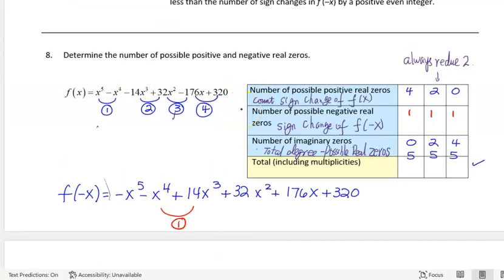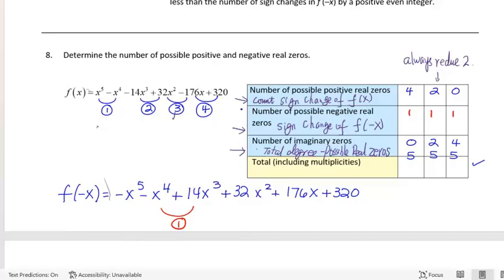Next question, we're using this to recall a rule of how to count a given polynomial's possible positive real zeros and possible negative real zeros. Okay, so the way we count positive real zeros is, we look at the given polynomial, you have a few terms, right? Just counting how many times the sign changes from each term.